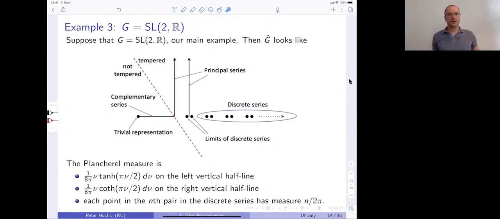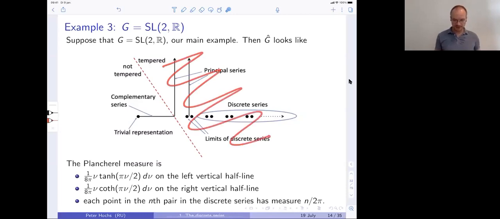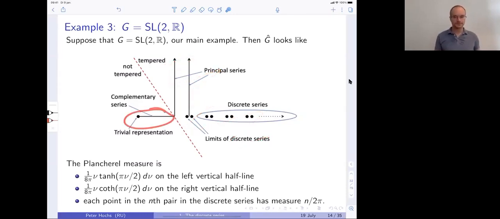Now we can also write down the Plancherel measure. So the Plancherel measure is supported on tempered representations by definition. So the Plancherel measure here is 0. What does it do on this set here?